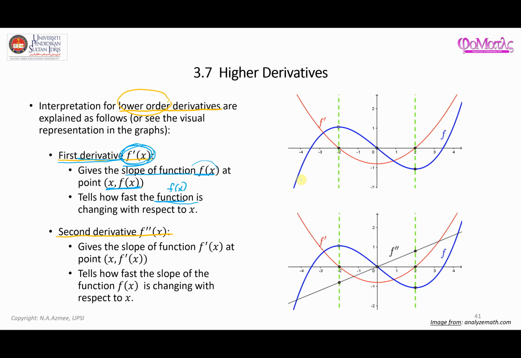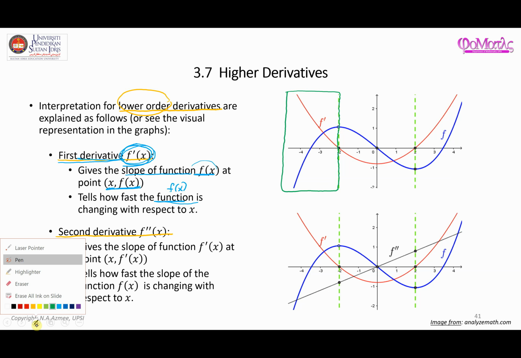Now let's see that this is the graph for f(x), and the red one is the graph for the first derivative, which is f prime x. I'm just going to explain this part here, what is going on in this part of the graph. I think after understanding what's going on here, you will be able to understand the whole graph, the whole meaning and interpretation.